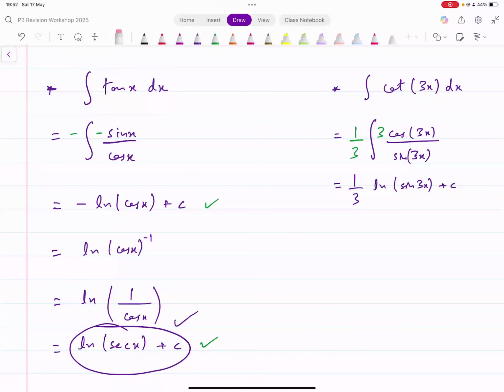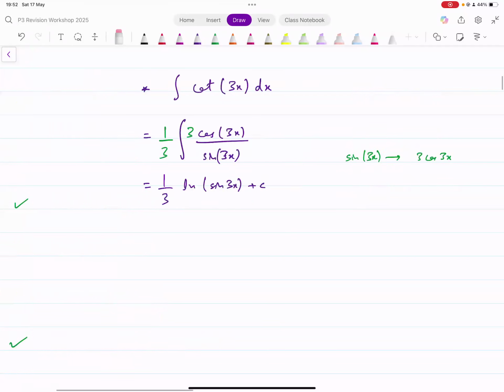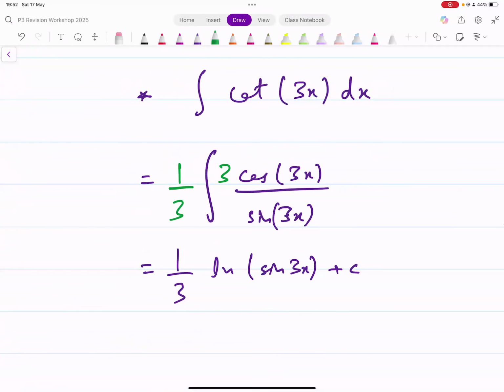Integration of tan is done using the ln rule like this. Similarly for cot as well. Cot is also integrated using the ln rule. What we do is we write cot as cos over sine. Now it could be some other expression in place of x here as well. It does not necessarily have to be x. It could be something else as well. For example, in this case, we've got 3x. We could write cot of 3x as cos 3x over sine 3x, right?